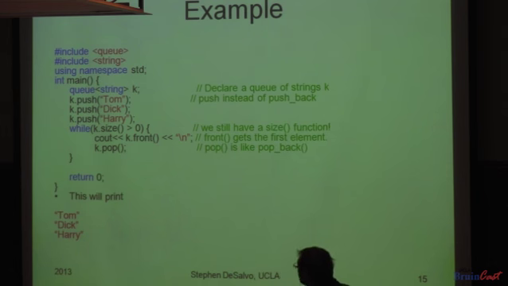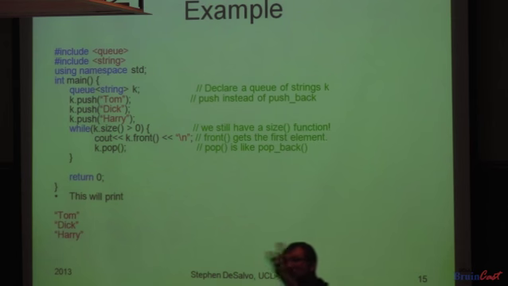K dot front prints out the first element, and then k dot pop services the first one that was in there, and then the other ones in the queue move up, and then we loop through until all of them are popped out, and then this will print Tom, Dick, Harry in precisely the same order in which they were inserted in the line. And that's ideal, right? You want to service people in precisely the same order in which they were added to your queue.